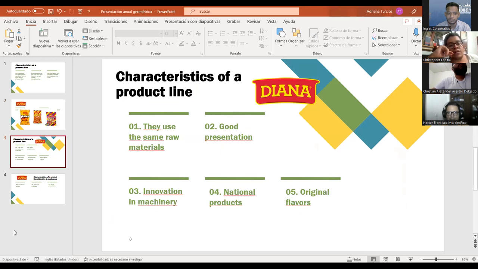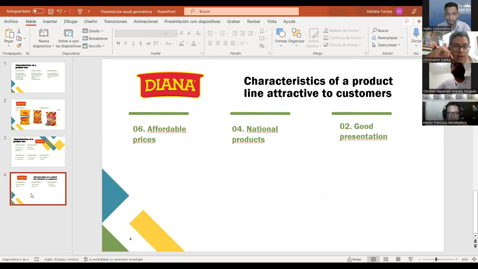They have innovation in machinery, because they produce good products with the best machinery in the factory. Also, Diana produces national products, and the brand is from El Salvador, and they have original flavors for the churritos and the snacks. The characteristics of the product line that attract the consumer are affordable prices, the product is national, and a good presentation.